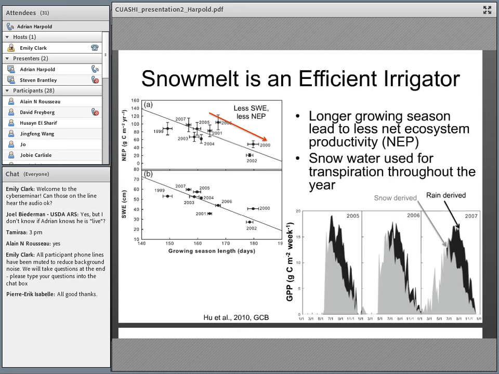Jahu also did some interesting isotopic partitioning of snow versus rain, which is the bottom right panel, to show that the gross primary productivity of the system was mostly driven by snow, not only immediately after snowmelt, but throughout the summer season when you were getting rain events all the way into late fall. So the system was wetted up by snowmelt, and that turned the trees on, but it also controlled their sort of long-term response over the course of the growing season.